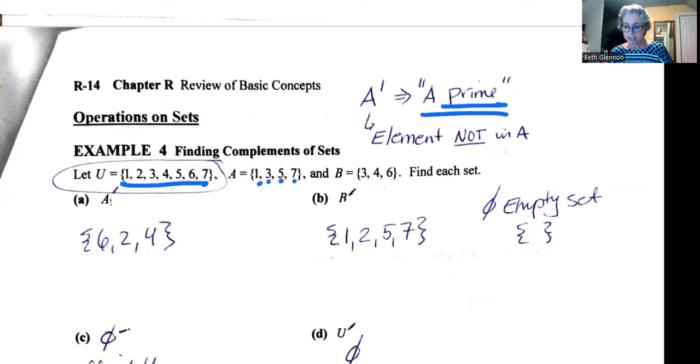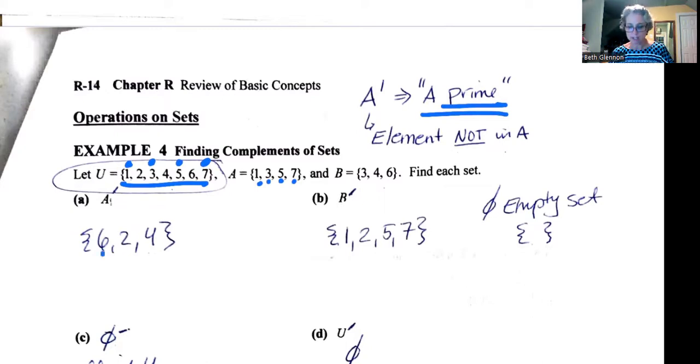1, 3, 5, and 7. So notice that I have 1, 3, 5, and 7. Now I want to know the complement. What is this set that, if I take this set, the complement, and add it to my original set A, I will be left with the whole universal set?